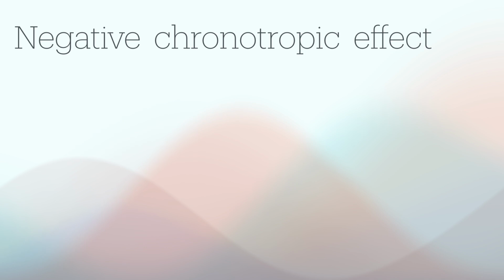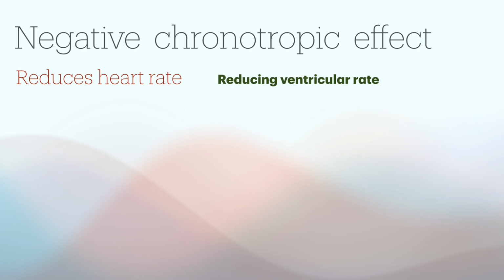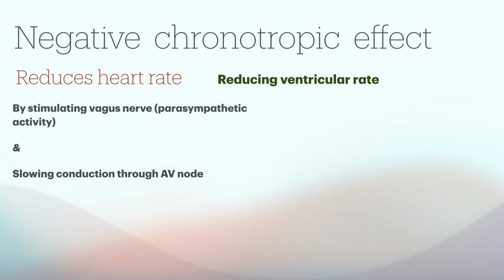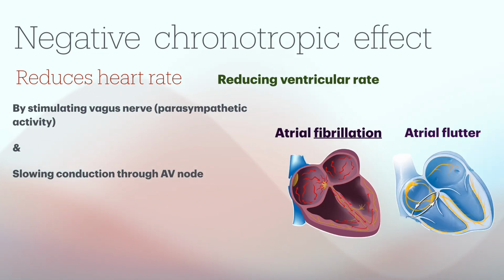How does the negative chronotropic effect work? By the reduction of heart rate, that means reducing the ventricular rate. How does it facilitate reduction of heart rate? By stimulating the vagus nerve or parasympathetic activity and by slowing conduction through the AV node. So it can be used in situations where reduction of ventricular rate is essential, for example, atrial fibrillation and atrial flutter.